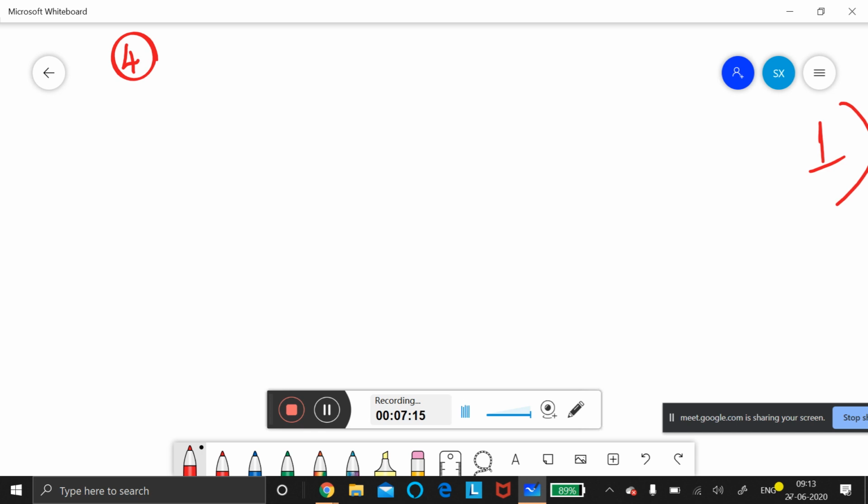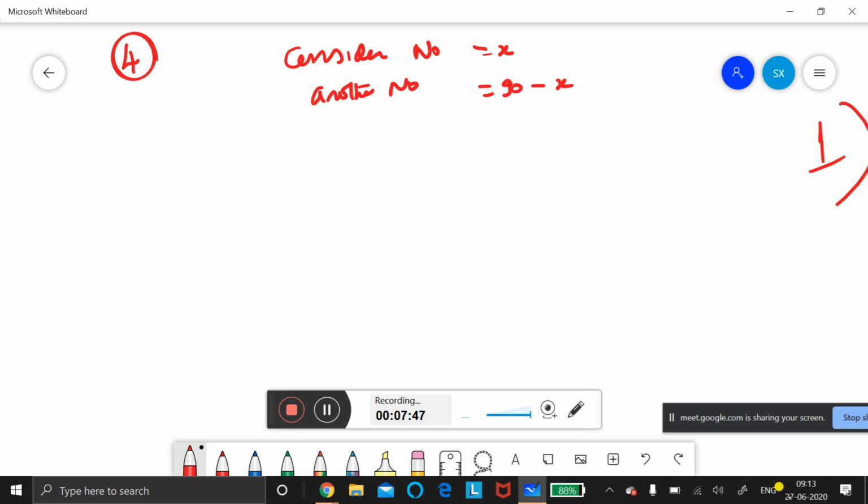Sum of two numbers is 95. If it is given like this, children, first you start by considering one number as x, and the sum is 95, which means 95 minus x is the other number. Suppose one number is 20, then the other number should be 75. So we consider one number as x and the other number as 95 minus x.